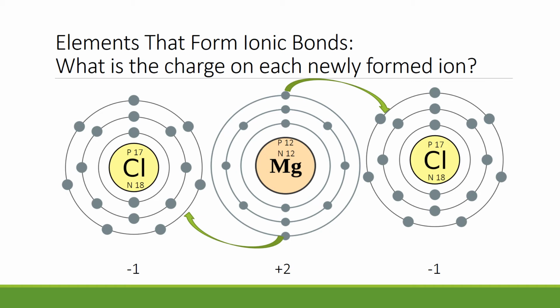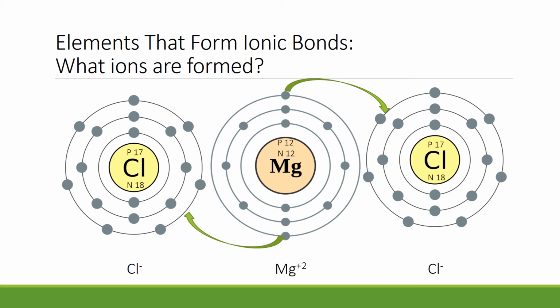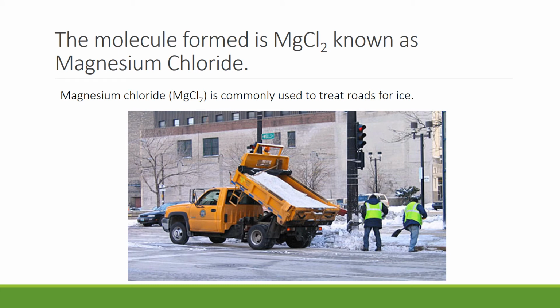Since we've moved electrons, we have disturbed the balance. Since magnesium has lost 2 electrons, it's got a charge of +2. Since each chlorine took on an extra negative charge or an extra electron, each chlorine now has a negative charge. Mg2+ and the 2 Cl- are attracted to one another, and the molecule magnesium chloride is formed. This again shows you the movement of electrons and the ions that develop, Cl- and Mg2+. The resulting molecule is MgCl2, also known as magnesium chloride. Magnesium chloride is commonly used to treat the roads for ice.